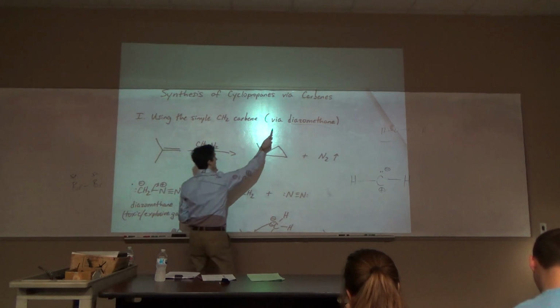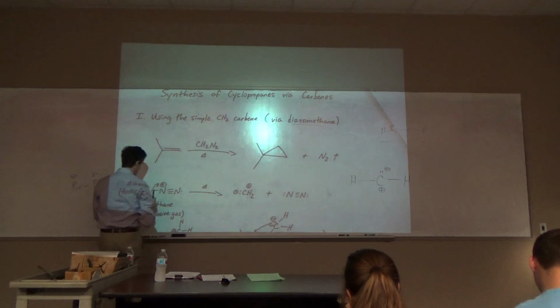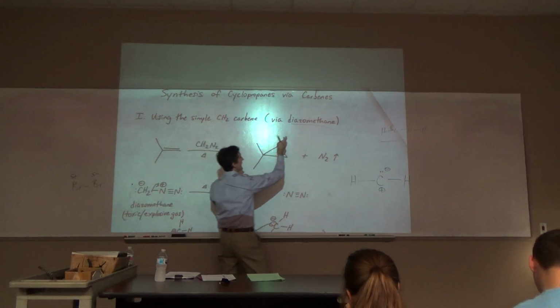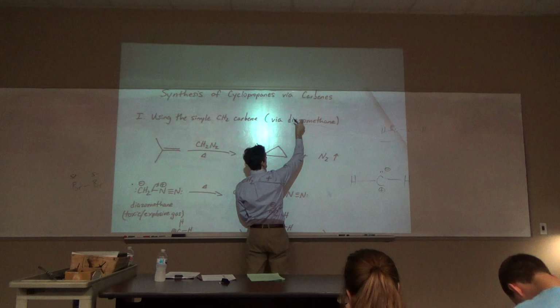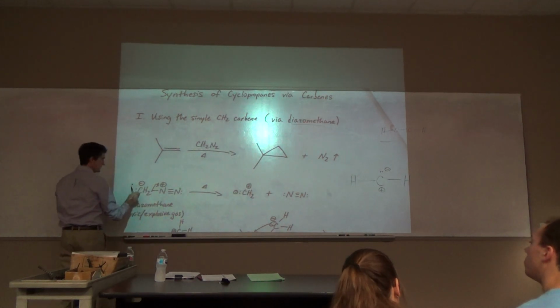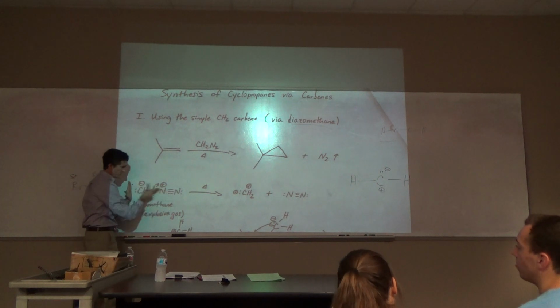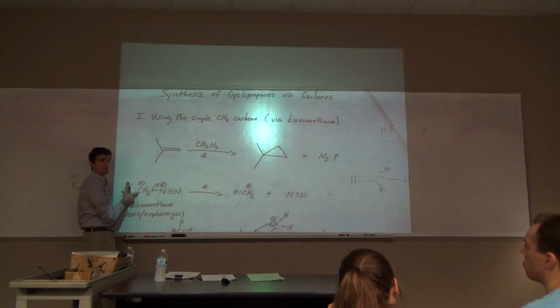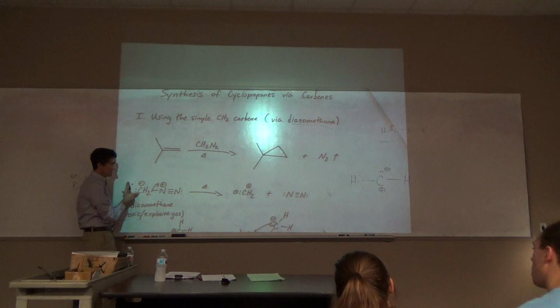All right? Diazomethane. Diazo, 2 nitrogens, and methane, 1 carbon. 2 nitrogens and 1 carbon. This is the structure of diazomethane. It cannot be drawn without charges. It's net neutral.